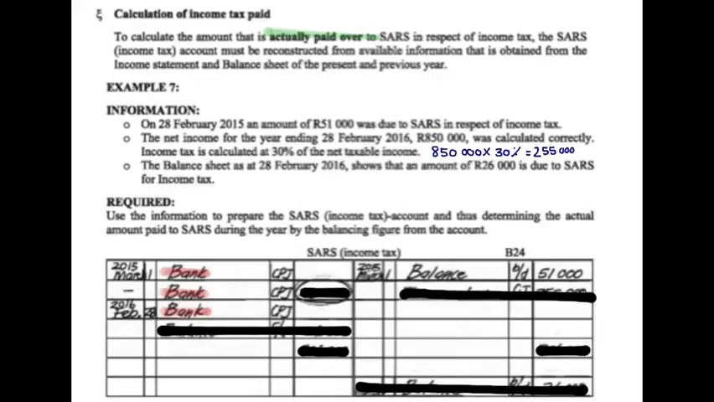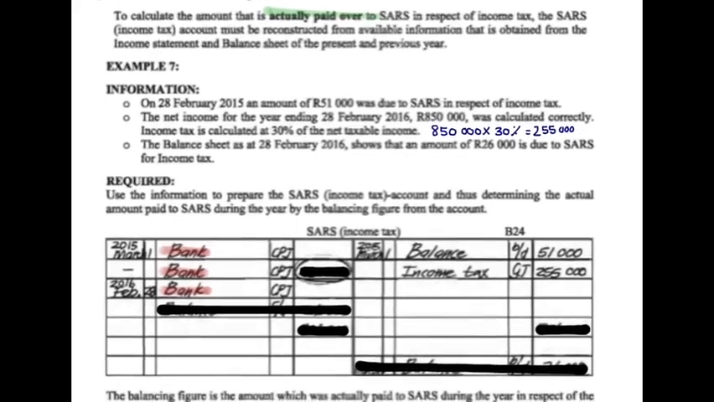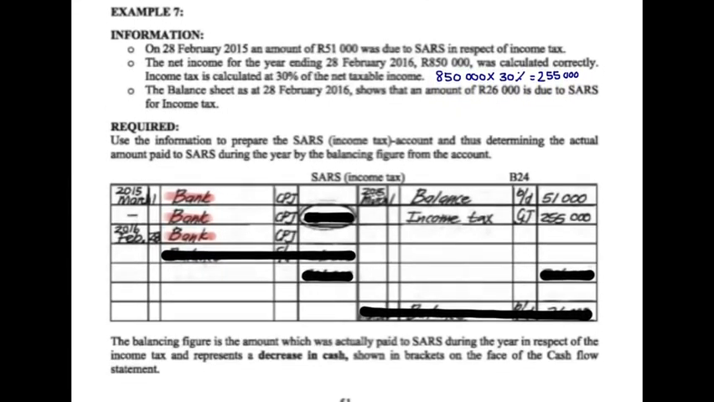So I go and create the expense account and bring that expense amount over to my SARS income tax account. Income tax, 255,000 Rand. Lastly, they say the balance sheet as at 28th of February 2016 shows that an amount of 26,000 is due to SARS for income tax. So due to means that we owe that money to SARS. So in other words, if we owe that money to SARS, it will be a credit balance again. So debit brought down, carried down, and then a credit brought down 26,000.